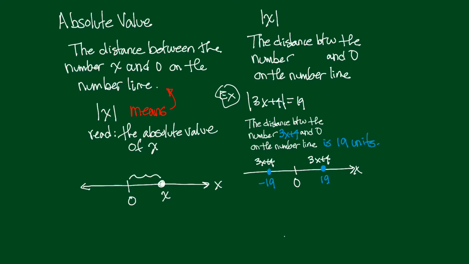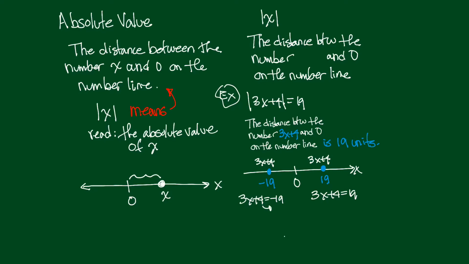Now look, this gives us two equations. What do you know about that 3x plus 4 here? Well, it's the same as negative 19. So you get 3x plus 4 equals negative 19. And then what do you know about this 3x plus 4 over here? Well, it's positive 19. So you get 3x plus 4 equals positive 19. And now we can solve both these equations.